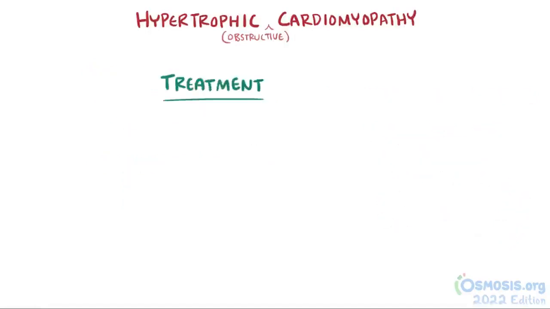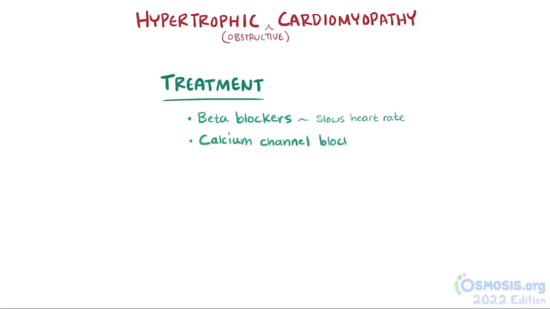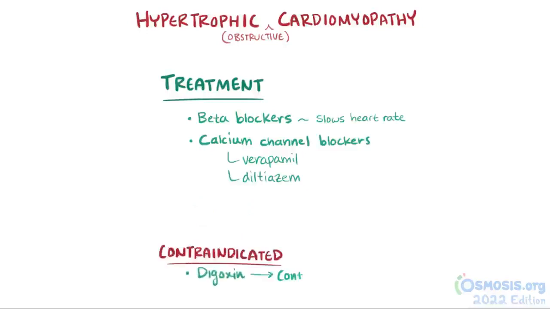Now, treatment of hypertrophic cardiomyopathy might involve medications like beta blockers, which help slow down the heart rate. If those aren't tolerated well, though, calcium channel blockers like verapamil or diltiazem might be used. Digoxin, however, a medication used occasionally for heart conditions, is contraindicated, since it tends to increase the force of contraction, which can actually increase the obstruction as blood's forced out of the ventricle. Besides pharmacological treatments, some people with hypertrophic cardiomyopathy might have surgery.